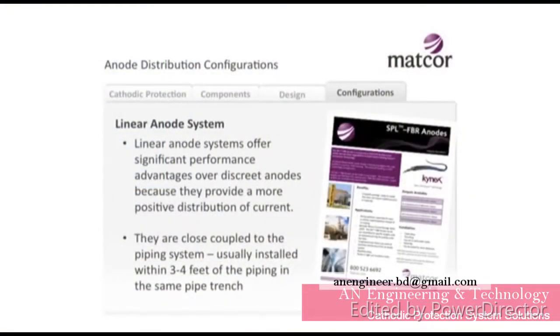So that was discrete anode systems. So we went from high powered to medium powered. Now we're going to talk about really low powered systems. A linear anode system is like fiber optic lighting. Anyone ever play with a fiber optic light? You can put your hand around it.